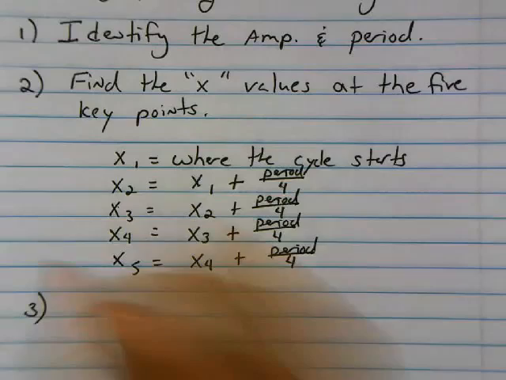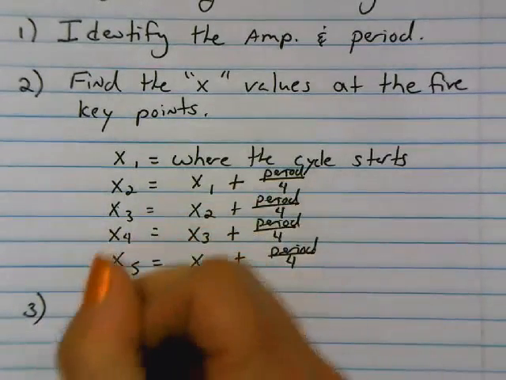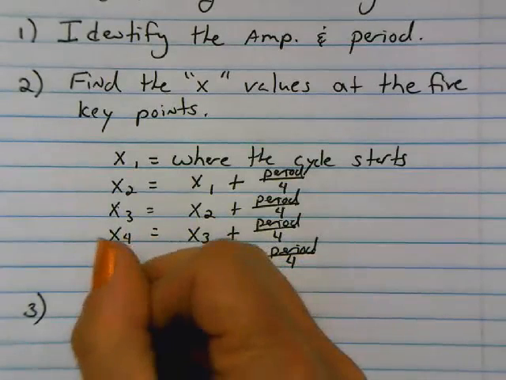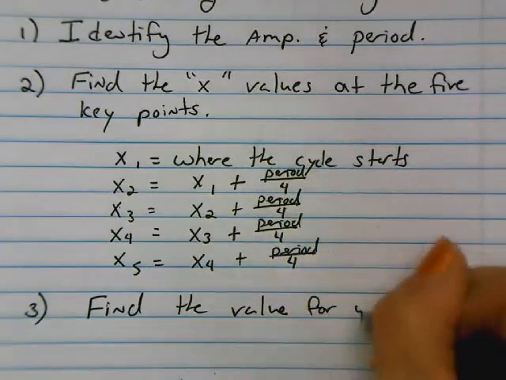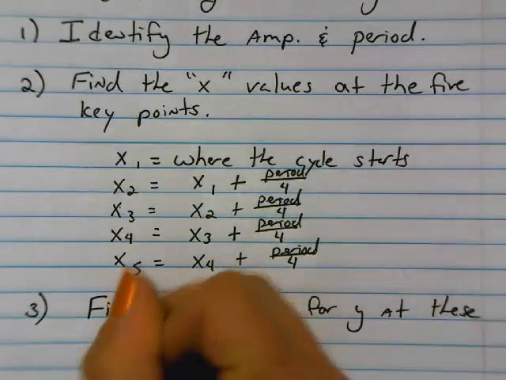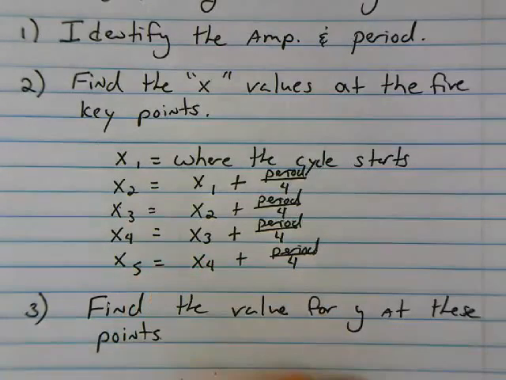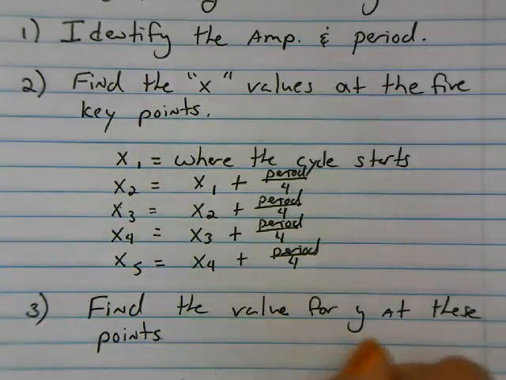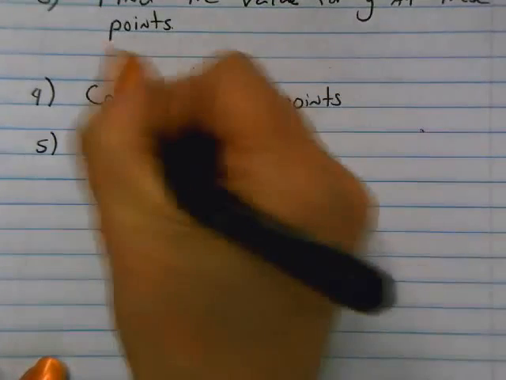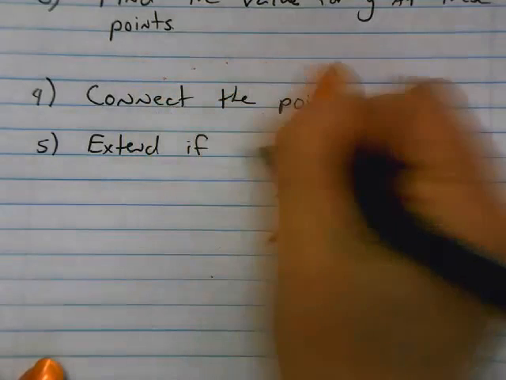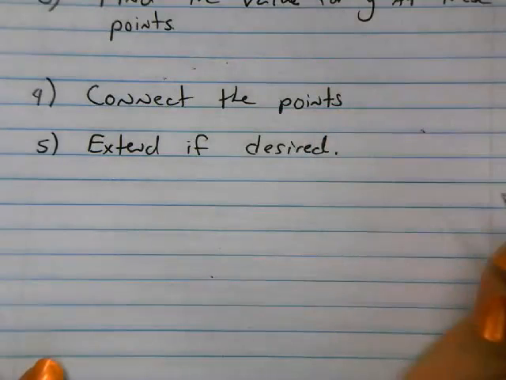Alright, so once you've determined where your key points are, then you find the y values at these points. Okay, number 4, connect the points. And step 5, extend if desired. That's going to really come into play with the cosine curve. Alright, so you ready? Let's try it.